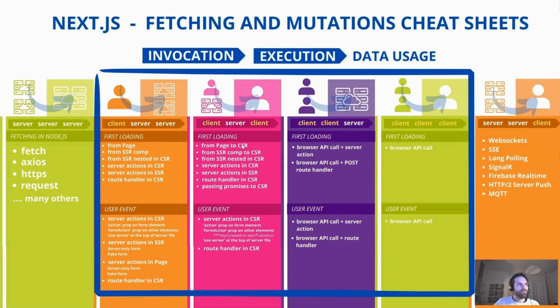Also, in this case, we are going to divide in two big groups, like first loading and user event, and we will see one by one how it works. And the other column is where the invocation is on the client, and the execution is also on the client. So we send the API call, the fetching, directly from the client, from the browser, and once we retrieve the data, we're going to send it to the server, okay? For example, for some mutation or for some server operations.